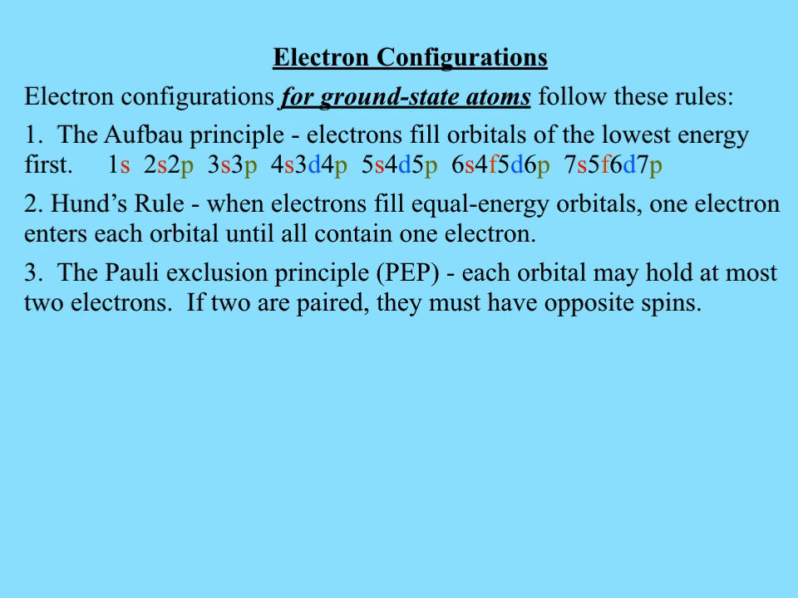The Pauli exclusion principle shows that each orbital can hold 2 electrons, but if they're paired, they have opposite spins. And I'm going to show you how this works.